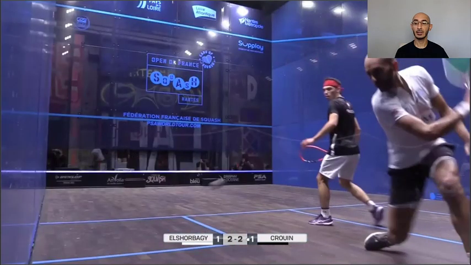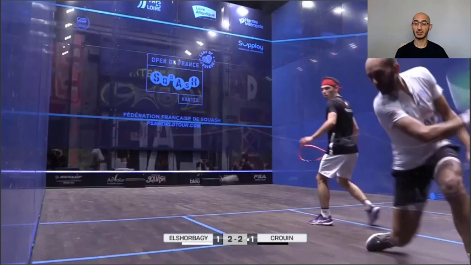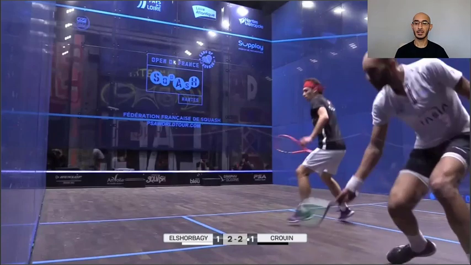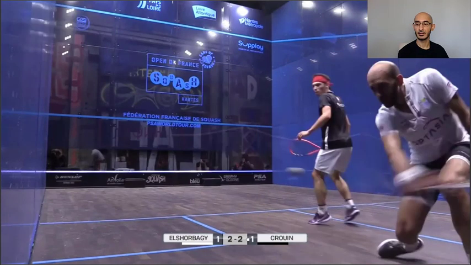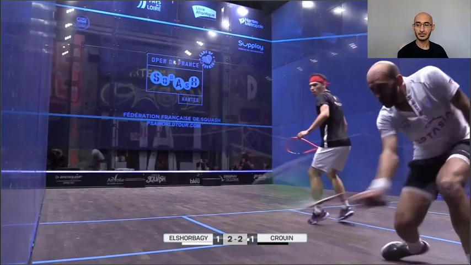Gets decent width, so Marwan is not able to volley, and at least he pushes Marwan into the back of the court. Now from here, Marwan, so this was interesting because we see the movement piece as well, so let me rewind this a little bit. There are a few things we want to watch. So watch Victor, his T position.